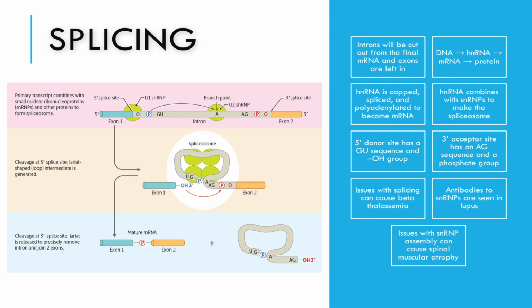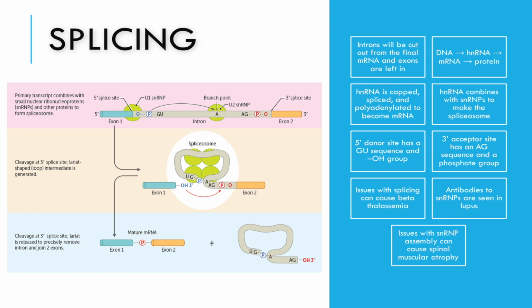Something to note is that it's weirdly important for you guys to remember that there is a GU sequence, as you can see right here, at the 5' splice site, and an AG sequence here at the 3' splice site. I don't really know why they think this is important, but tests seem to like this fact.